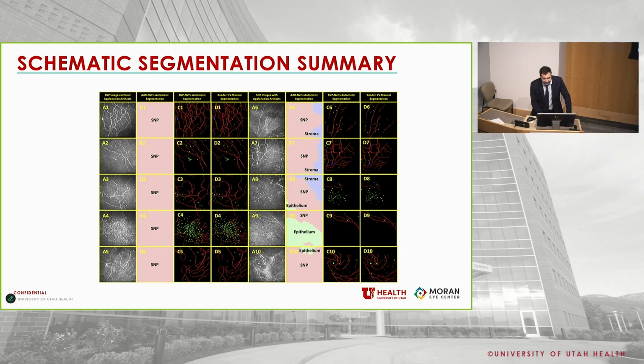And this is a schematic segmentation summary. So we start with images, and then we can give it images that have applanation artifacts. And as you can see, there's a lot of comparison between the automatic segmentation and the reader's segmentation. Looking at the last two columns, they are both able to remove the applanation areas and segment the SNP adequately.